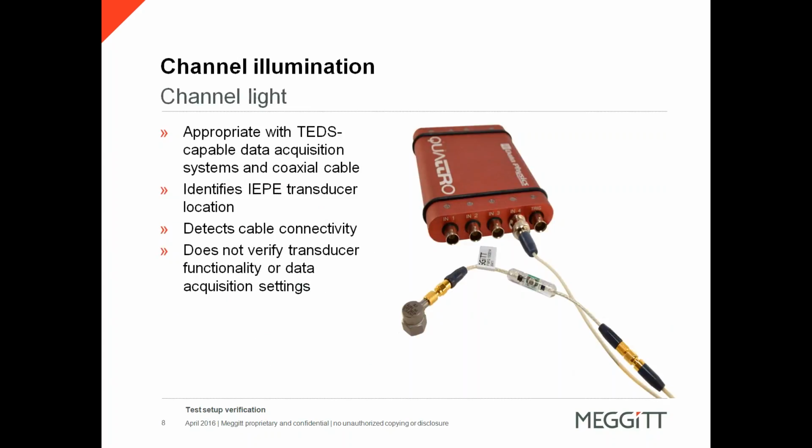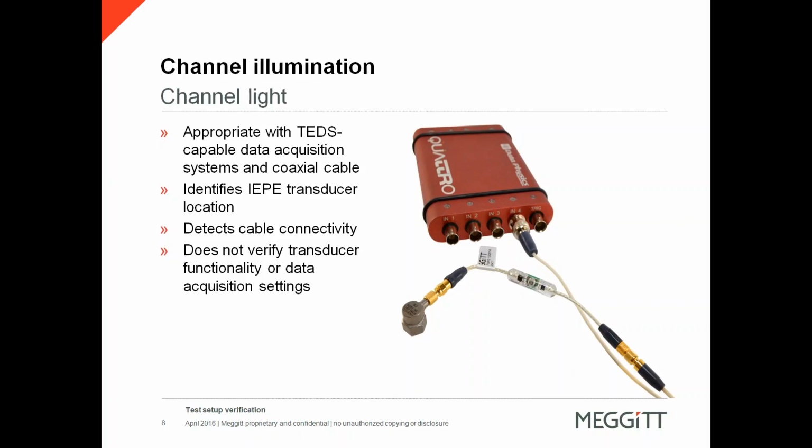In this case, it is a visual test method for a mounted transducer's location. Channel illumination is a new validation method based on Meggitt's patent-pending channel light device that solves some of the problems of tap tests. It's designed to enable a single test technician the ability to verify the location of an individual accelerometer in a multi-channel vibration test, all without leaving the control room.